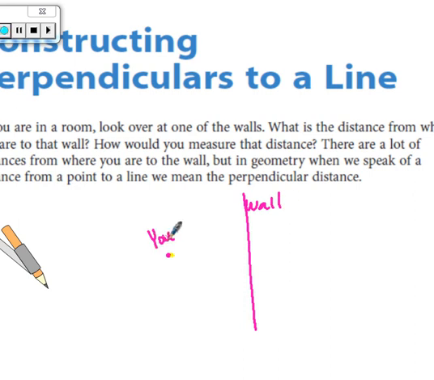So you can see there's a lot of different measurements you could make. Maybe the door is here, and you could say, well, it's this far to the door. Or maybe the window's here, and it's this far to the window. But in geometry, when we talk about the distance from a point to a line, we always want that perpendicular distance. So everyone should get that same measurement. Whatever that point is, we find the perpendicular, and we're able to measure that distance.